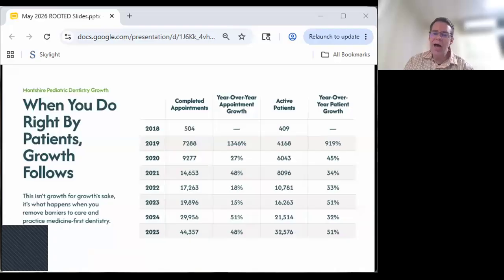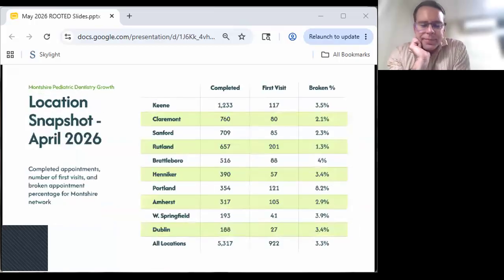So again, you can see the growth, and again, just create more access. So 900%, 45%, 30%, 30%, 50%, 50%. This is what it looks like when you actually do disease management and minimally invasive dentistry. Next.